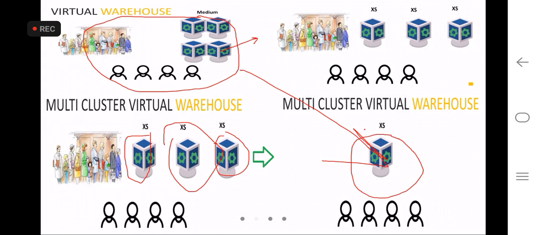Okay, so if this extra small is running continuously for 1 hour, then it will charge $1.35 US. So what will happen if you choose the medium warehouse size? If it is continuously running for 1 hour, then 4 multiplied by $1.35 US. This is the cost which is charged by Snowflake.